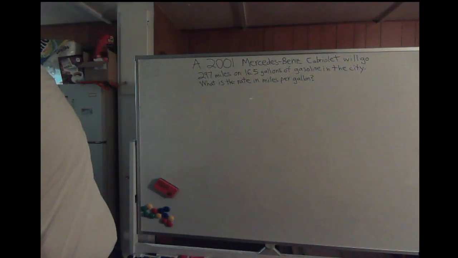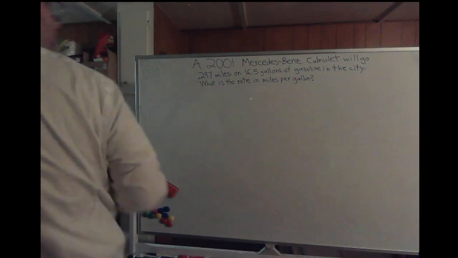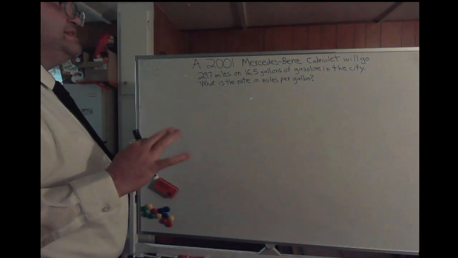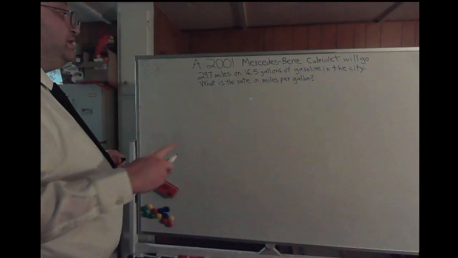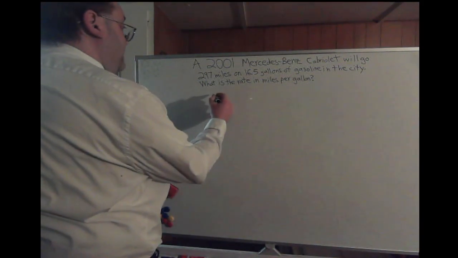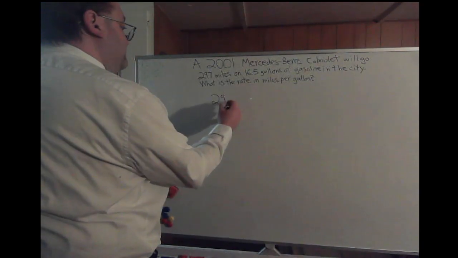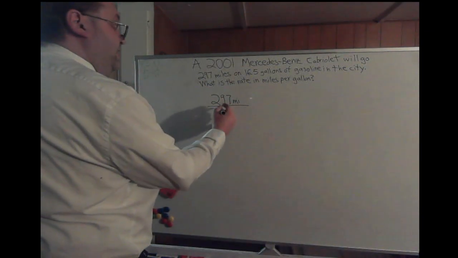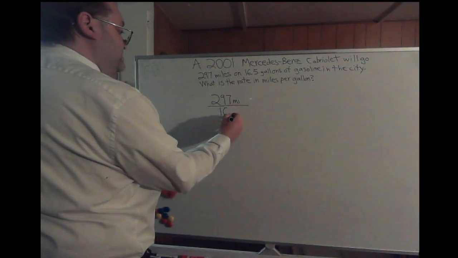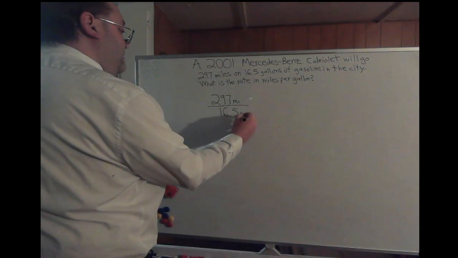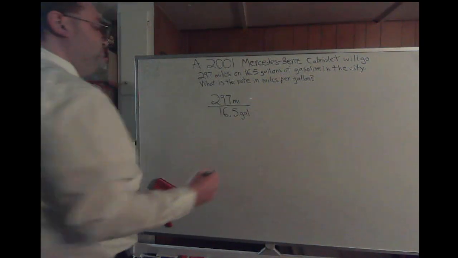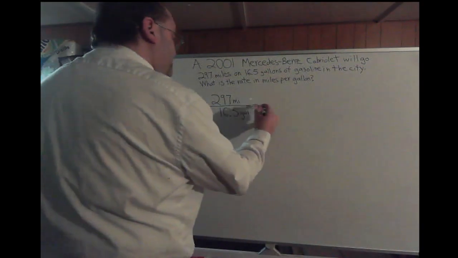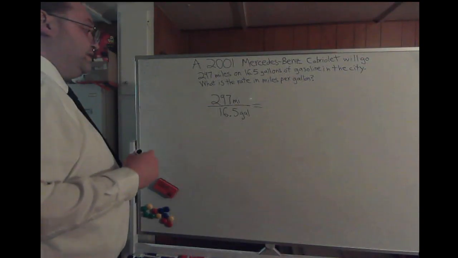Alright, so we got a 2001 Mercedes-Benz Cabriolet will go 297 on 16.5 gallons of gasoline in the city. What is the rate in miles per gallon? So they want miles per gallon, so you're going to have 297 miles per gallon, which means divided by gallons. That's what per means. Divided by 16.5 gallons. Now, in order to get your exact miles per 1 gallon, you're going to divide both the numerator and denominator by 16.5.